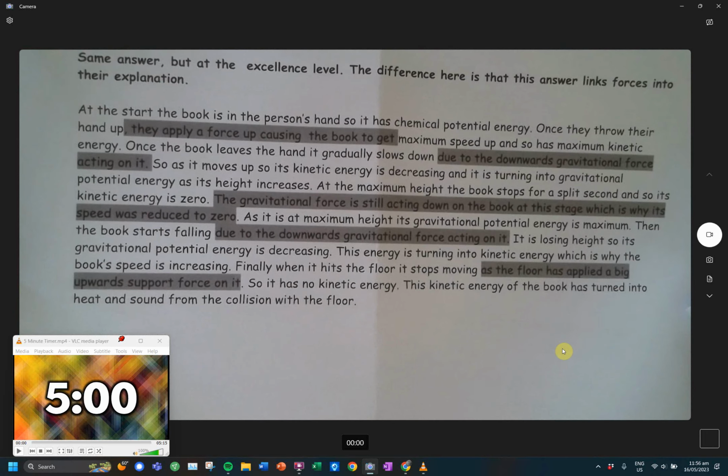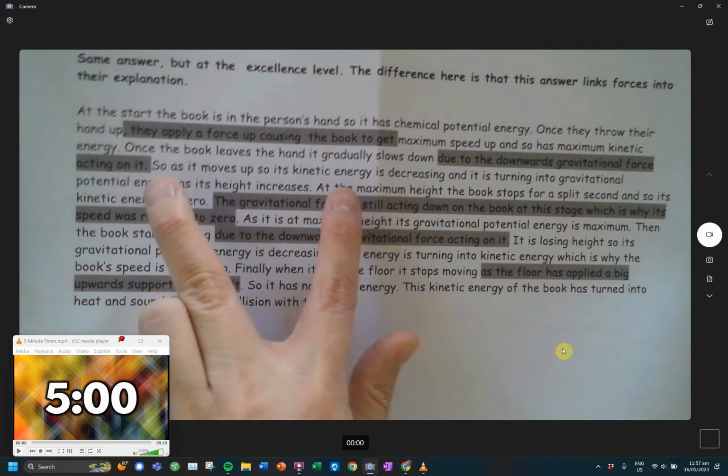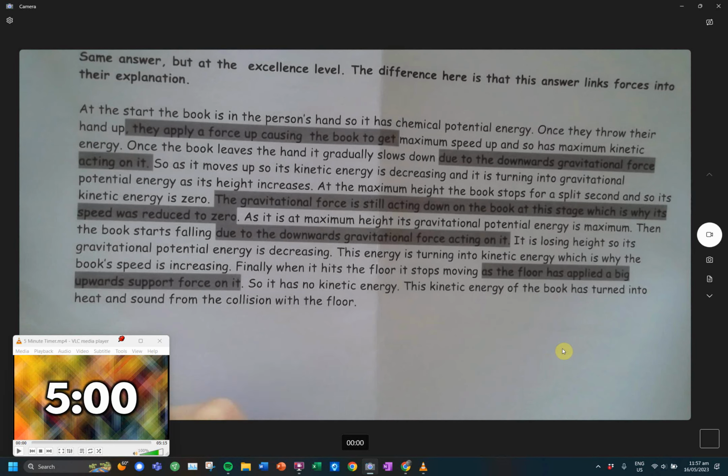With this one here, what I've done is I've highlighted the stuff that shows the addition of the force information, and that's basically getting this answer up to excellence. So it's more or less the same answer, but they've included sections to talk about how the force is at play. So first off, when we throw the book, the book's in the hand.